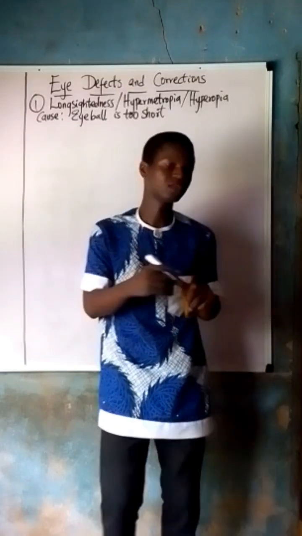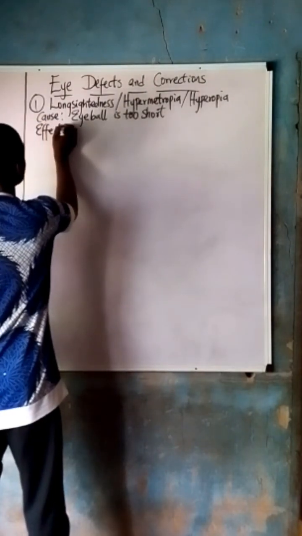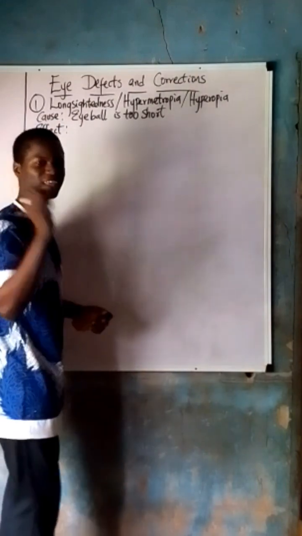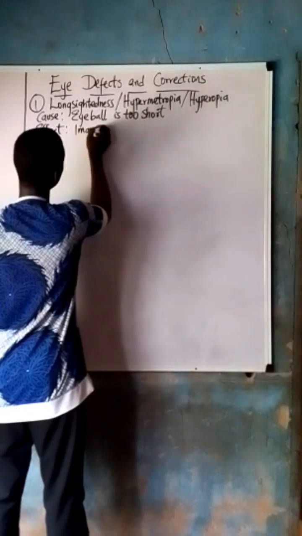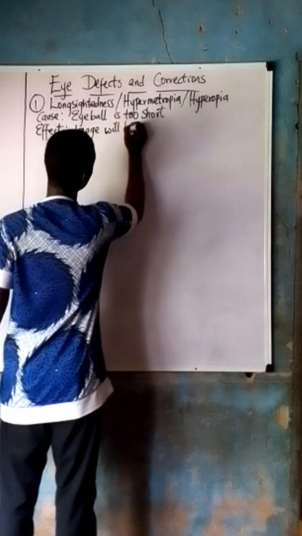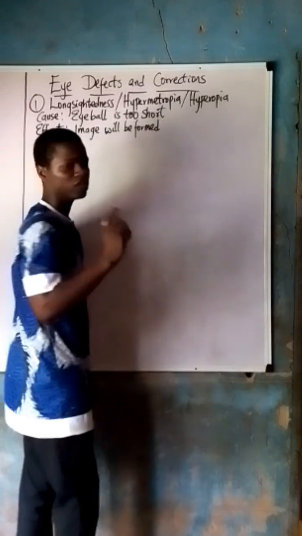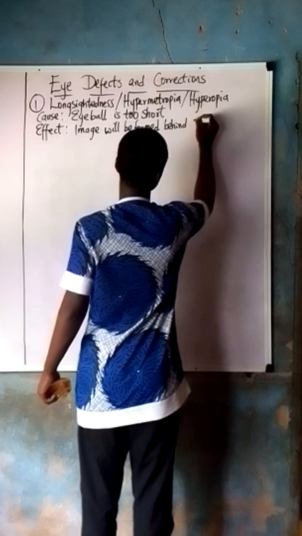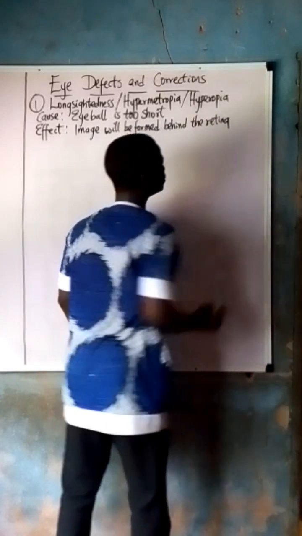I hope that's clear. Now, what is the effect? If somebody has long-sightedness, what is the effect? For near objects, the image will be formed behind the retina. Take note of this. Image will be formed behind the retina.